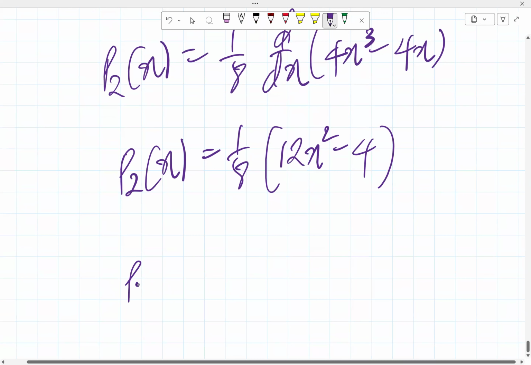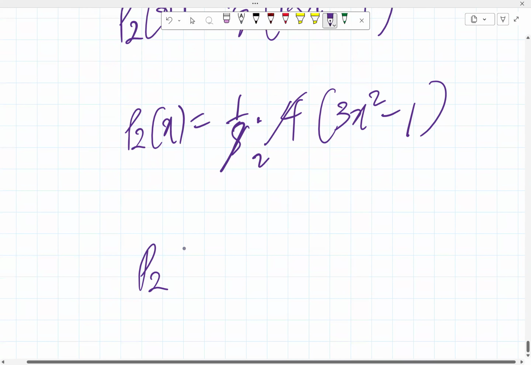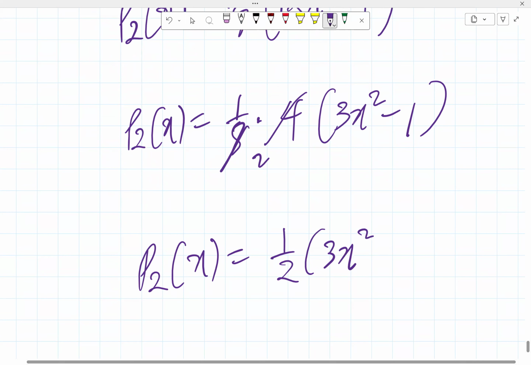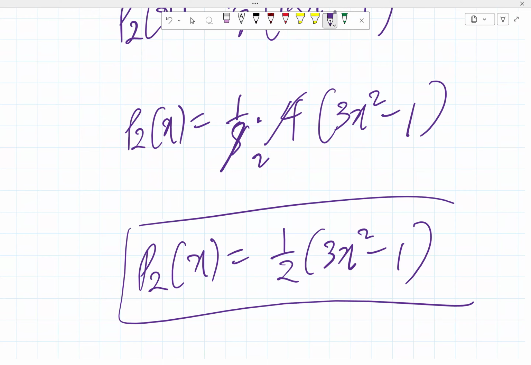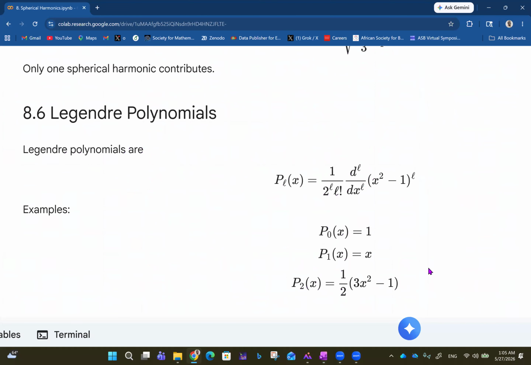Now, P2 of x can be said to be 1 over 8 times 4 common into 3x squared minus 1. The 4 here is 1, the 4 here is 2. So P2 of x is equal to 1 over 2 into 3x squared minus 1. And that's exactly what we have for that.